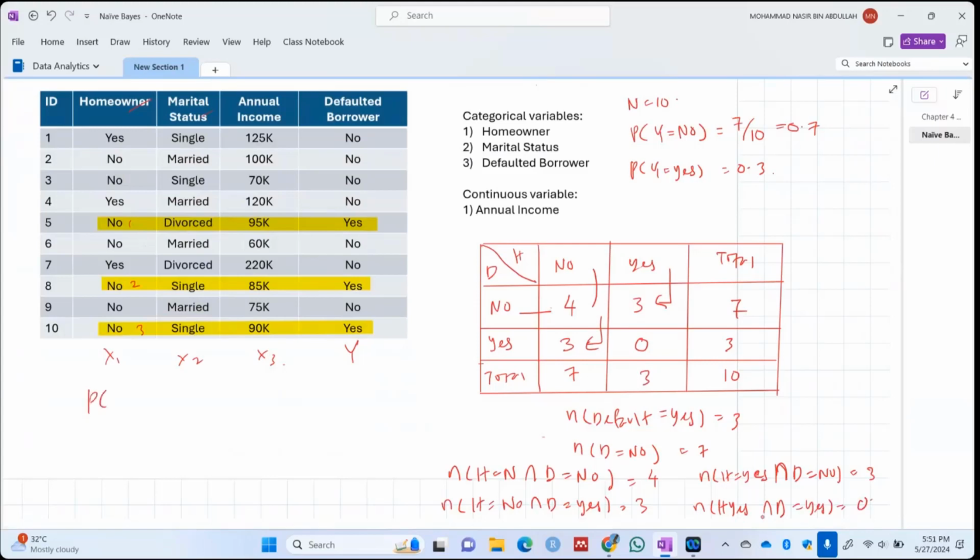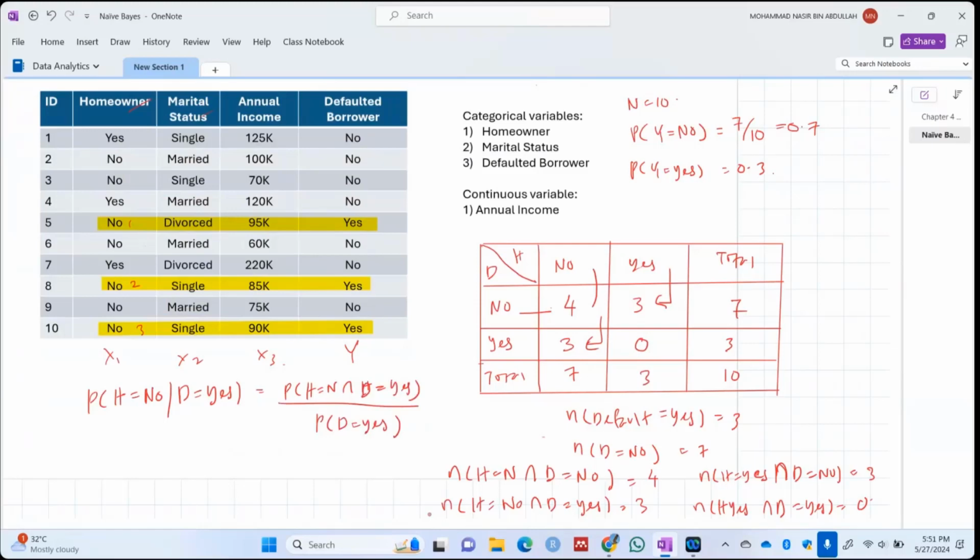So if you want to find probability of homeowner equal to no, given default equal to yes, how are you going to do it? So probability of H equal to no intersect with D equal to yes, divide by probability of D equal to yes.